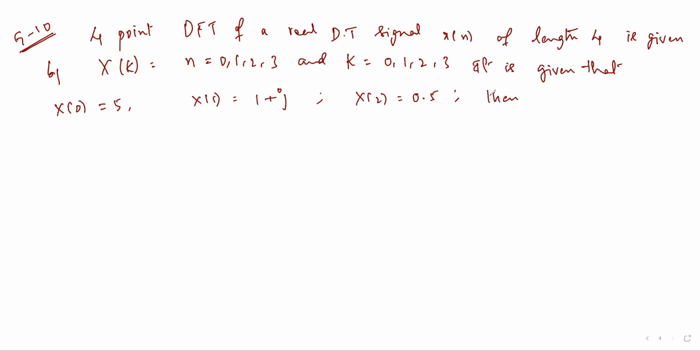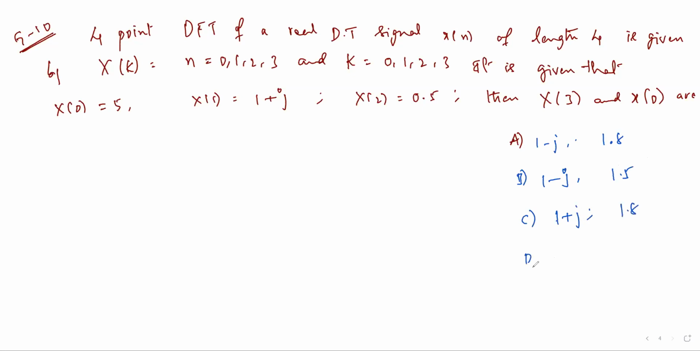Then capital X of 3 and small x of 0 is: a) 1 minus j, 1.8; b) 1 minus j, 1.5; c) 1 plus j, 1.8; d) 0.1 minus j 0.1, 1.5. Identify the right option here.